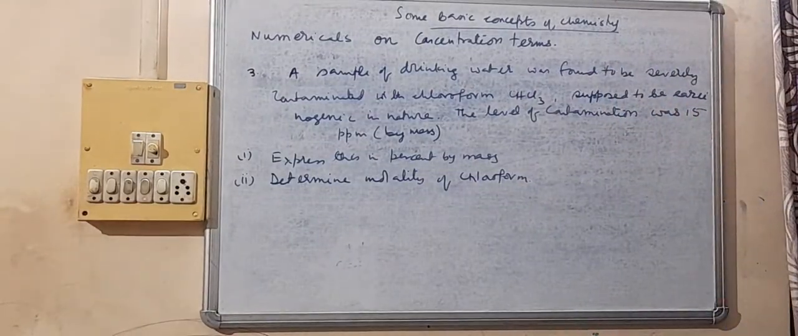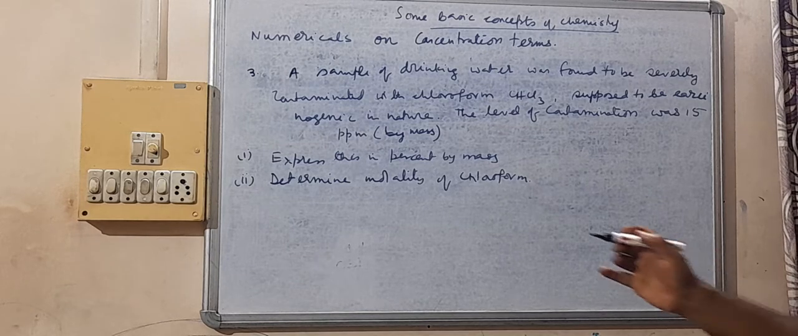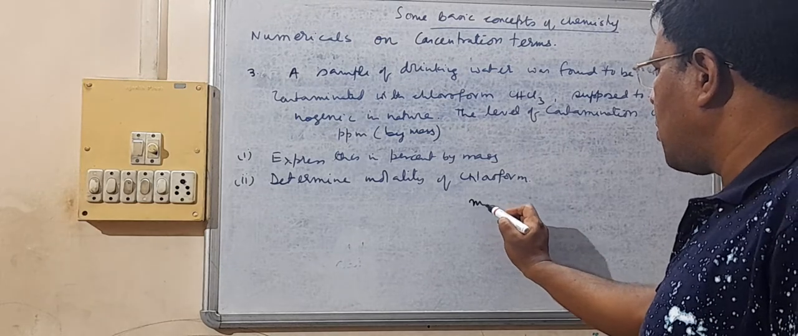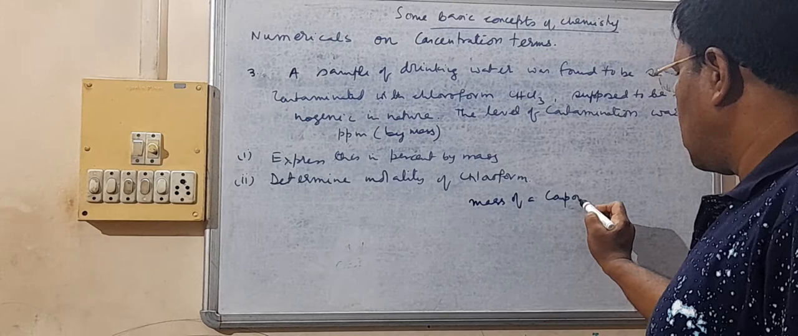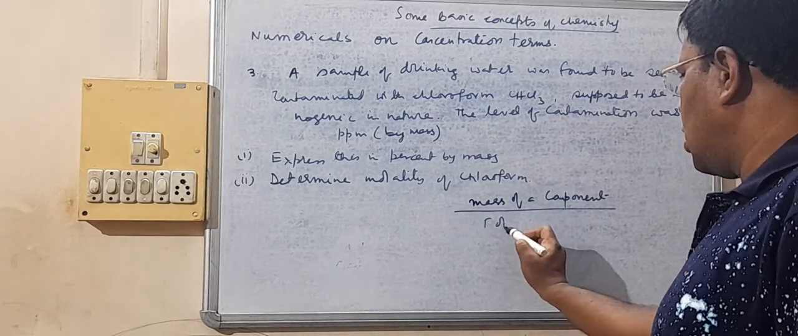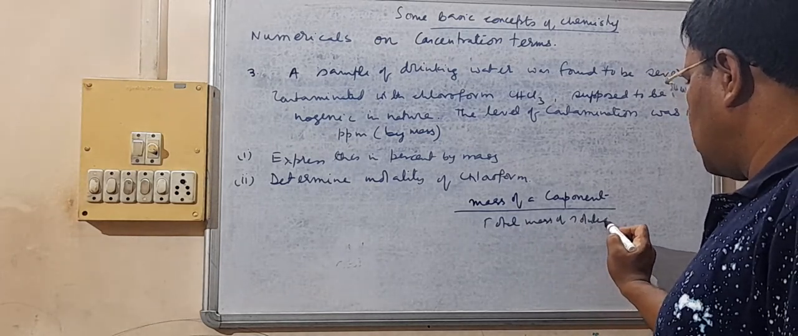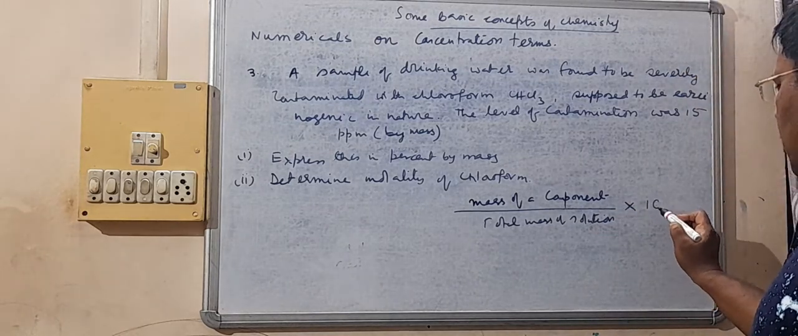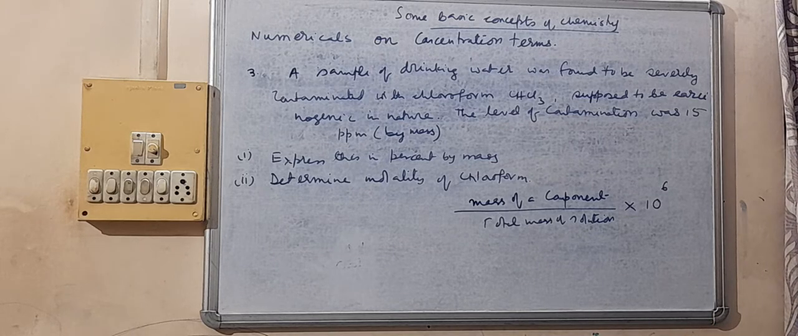So first of all, we have to write the definition of parts per million. You should know what is parts per million. Parts per million is like this: mass of a component by total mass of solution into 10 to the power 6. 10 to the power 6, it is called parts per million.